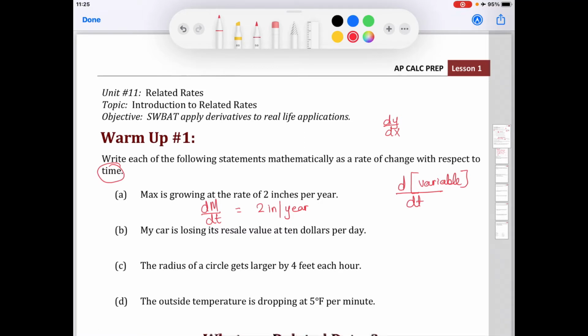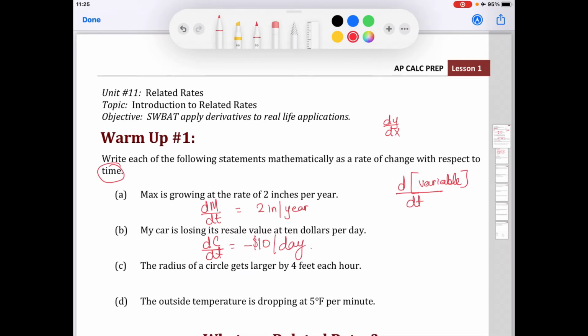My car is losing its resale value at $10 per day. So my dc over dt would be what? It would be negative because it's losing $10 per day, so negative 10 dollars per day.